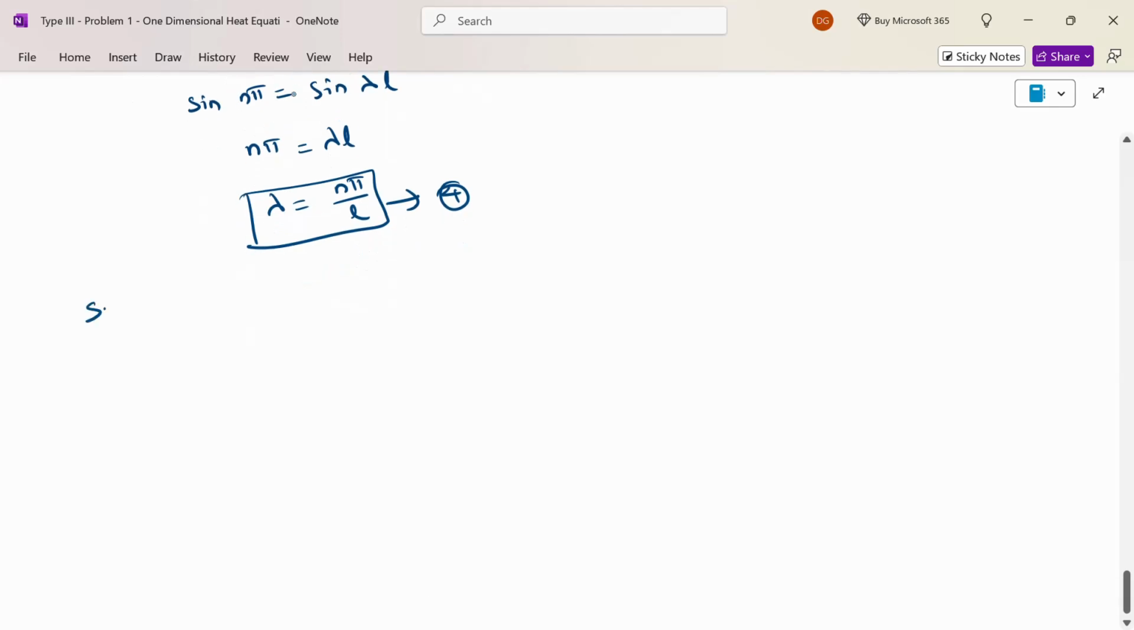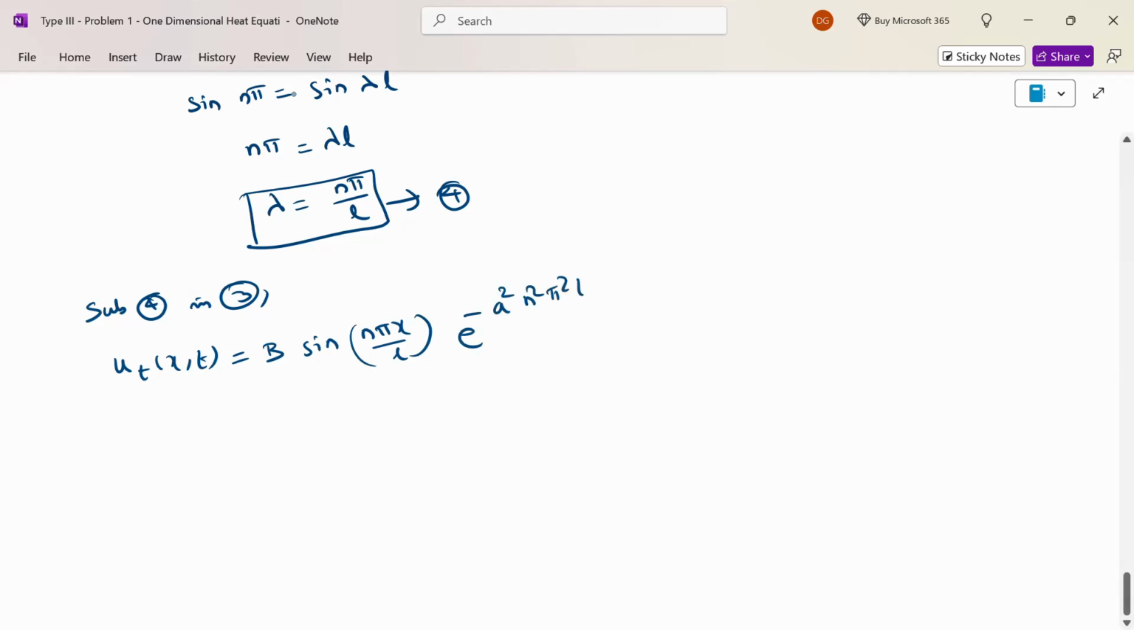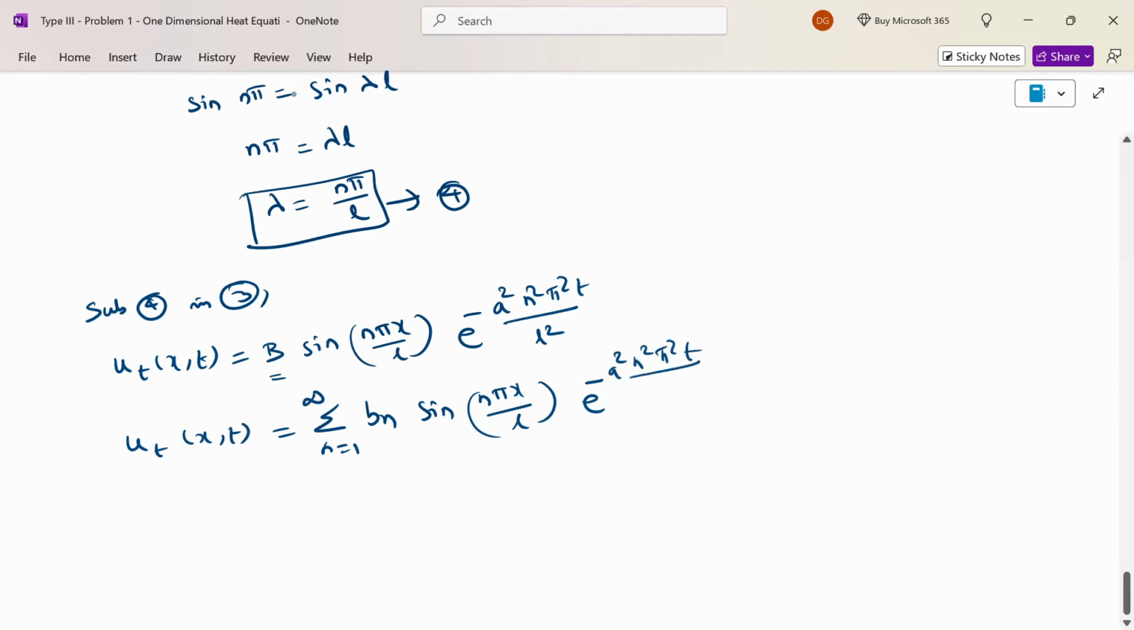Substitute the fourth equation in the previous one, the third. Therefore u_t of x comma t equals B sin n pi x by L e power minus a square n square pi square t by L square. This is equation number 5. Before that, this B constant, consider a general constant: the sum from n equal 1 to infinity of Bn sin n pi x by L e power minus a square n square pi square t by L square. Now this is equation number 5.